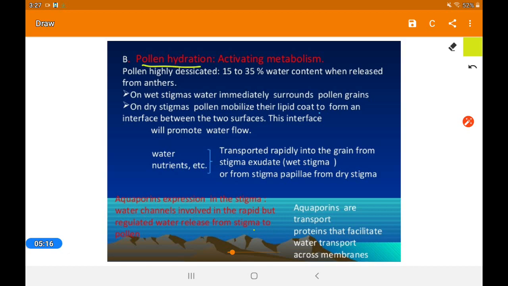Now the pollen will hydrate, because it has 15 to 35% water content. So it takes water on the surface of the stigma, hydrates, and is ready for germination.